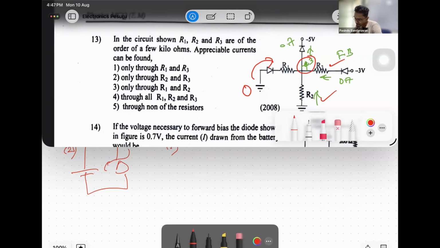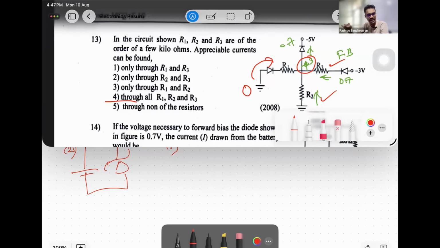Then appreciable currents can be found in R1, R2, and R3 all, right? But in the exam, there was a confusion about these potential differences with the value of the resistors. If the resistor's value changes, a small change can occur. Then in the exam both 3 and 4 were given marks. It was given as both 3 and 4.